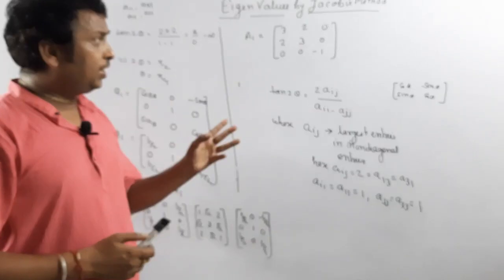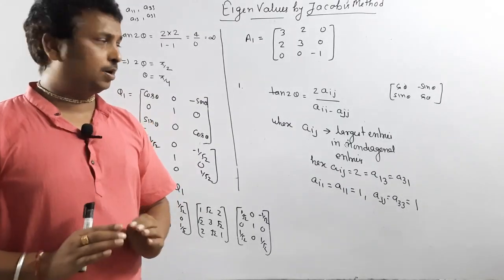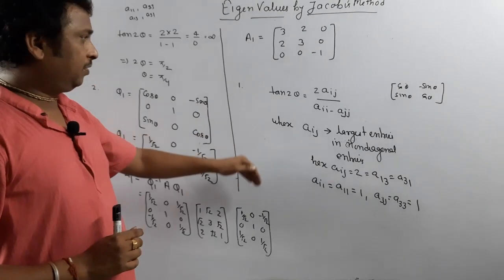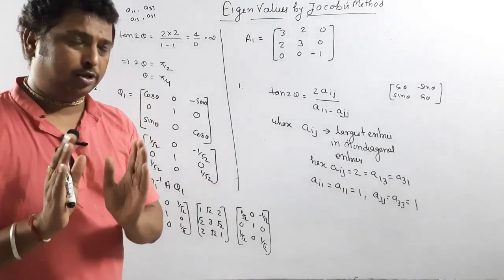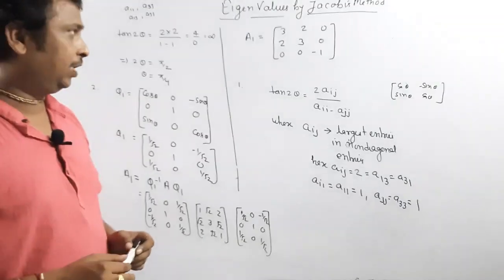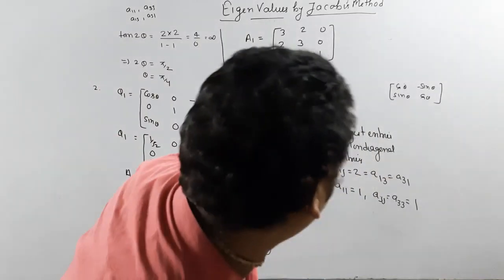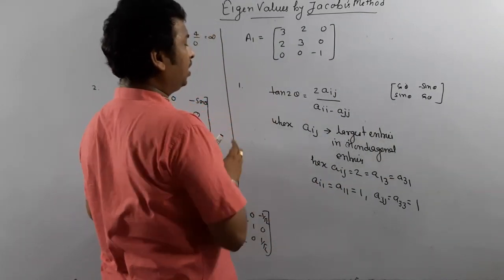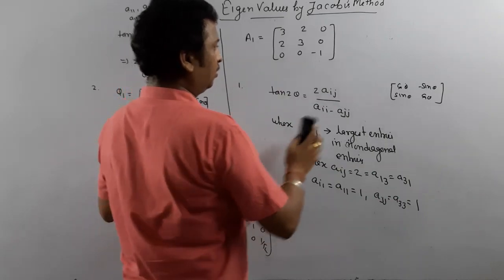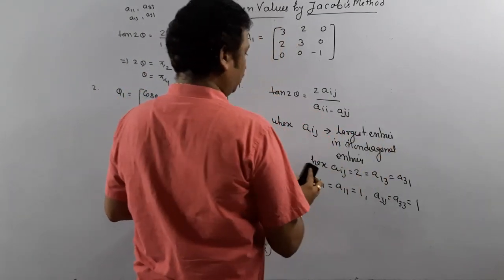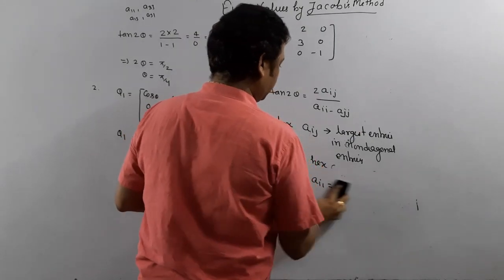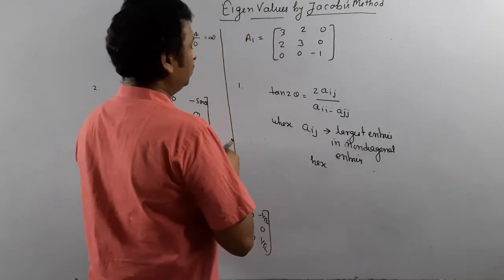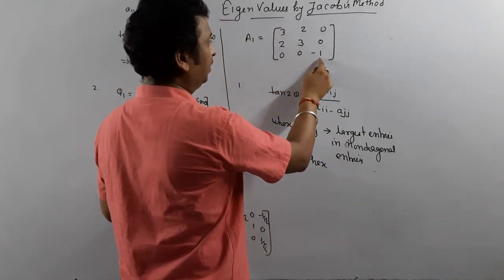So once you know A1, your first step, the first iteration procedure, is over. Now we have to go to the second one. What is the second one? Again, use this formula for this matrix. So what do we get?